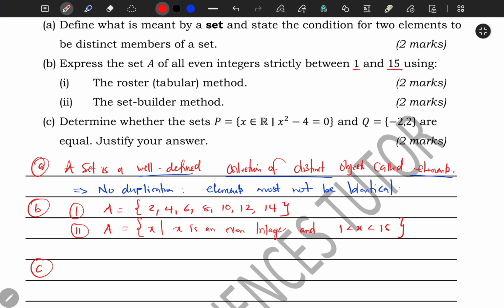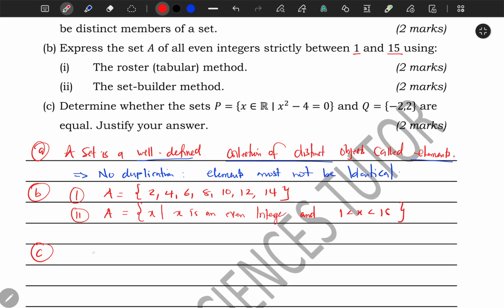C. Determine whether sets P and Q are equal. Justify your answer. So what does it mean? Let's first list set P. Set P is x contained in R such that x squared minus 4 is equal to 0. So when we look at it, x squared is equal to 4, meaning x is equal to plus or minus 2. For those who are not aware, taking the square root, you find that x is positive or negative root of 4.